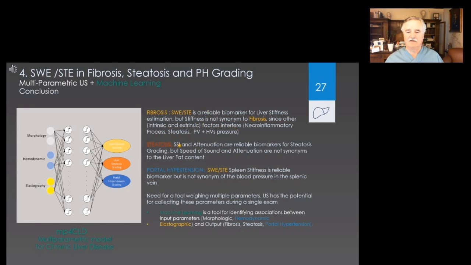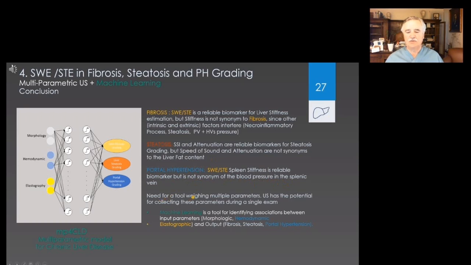Steatosis, with speed of sound and attenuation, are reliable biomarkers for steatosis grading, but speed of sound and attenuation are not synonyms of the liver fat content. Portal hypertension, of course, shear wave elastography of the spleen is a reliable biomarker, but stiffness of the spleen is not a synonym of the blood pressure in the splenic vein.